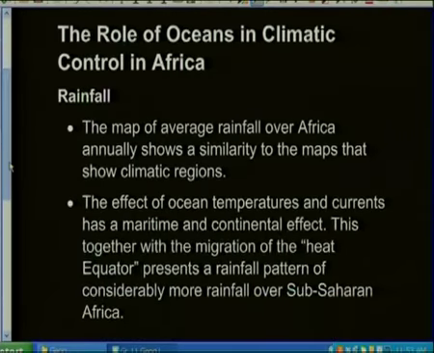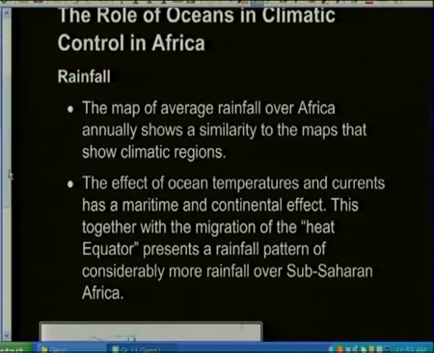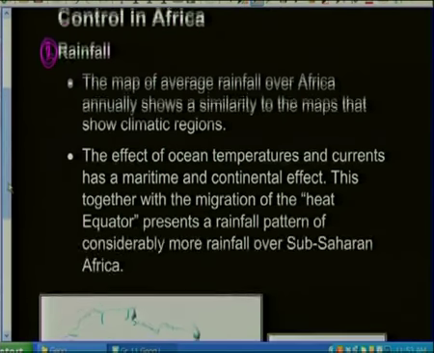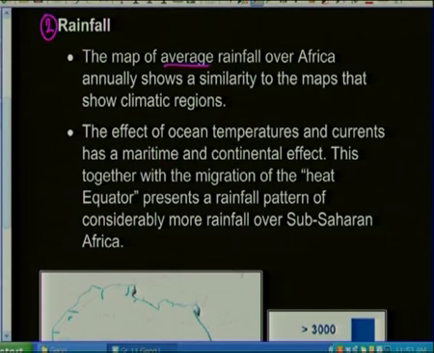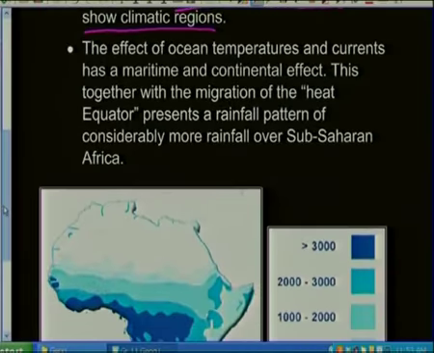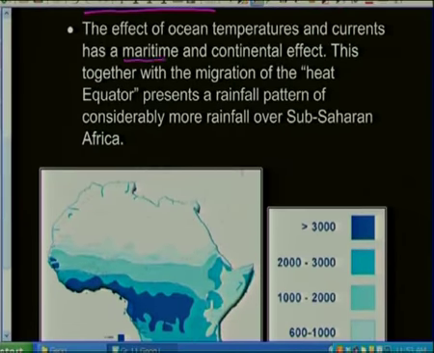Staying with the role of oceans in climatic control in Africa, but moving now on to a second factor or reason, when we look at rainfall, the map of average rainfall over Africa, how much rain they get throughout the year annually, shows a similarity to the maps that show climatic regions, which I introduced you to a little bit earlier. The effect of ocean temperatures and currents has a maritime and a continental effect, depending on where you are. This, together with the migration of the heat equator, or remember what we call the thermal equator, which moves relative to the real equator from season to season, presents a rainfall pattern of considerably more rainfall over sub-Saharan Africa.